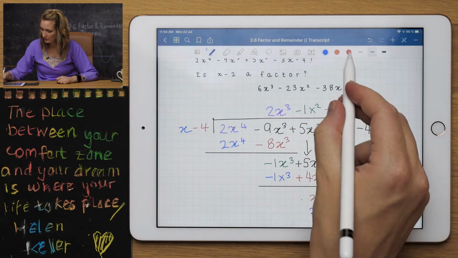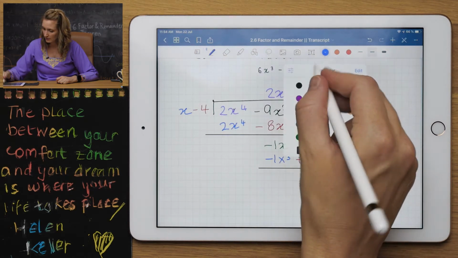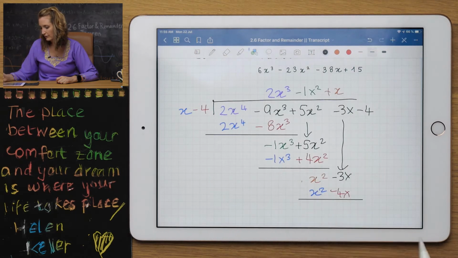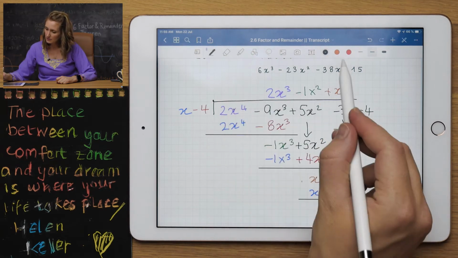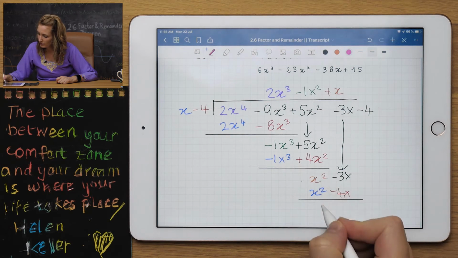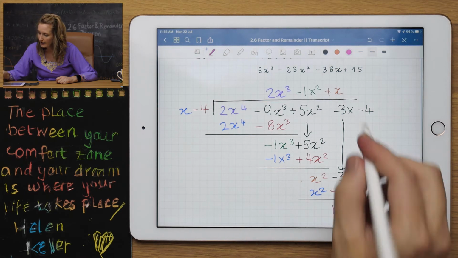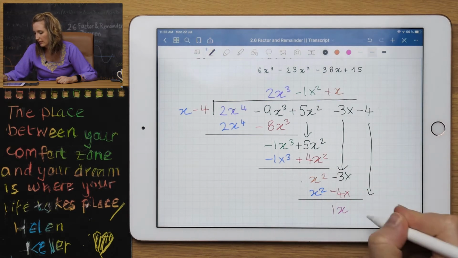x squared minus 4x. Subtract. We're running out of colours. Which colours do we have next? Pink. Okay, this would be 0. Minus 3x, double minus on the 4x would make a plus, so that would be plus 1x. Drag down the minus 4.